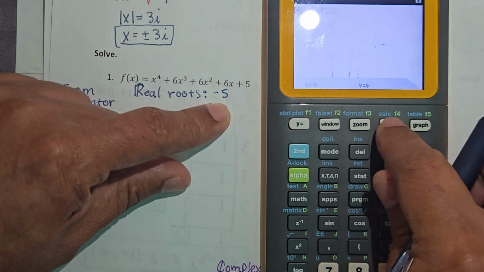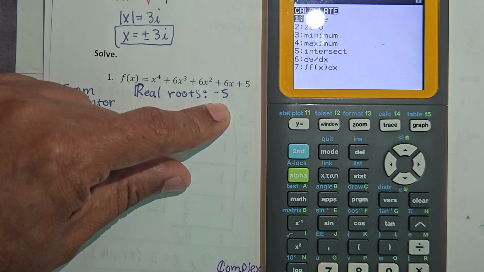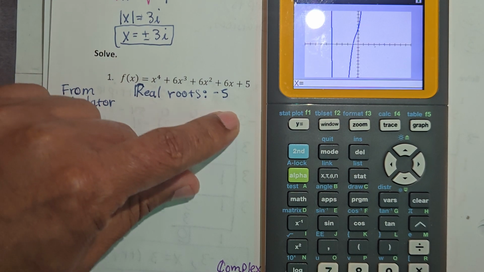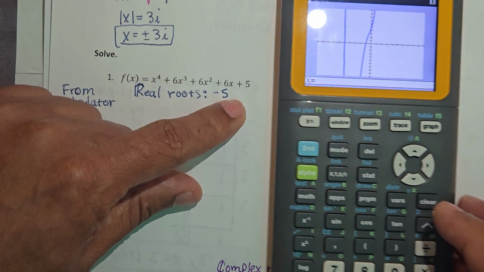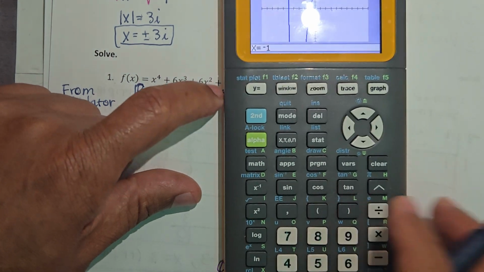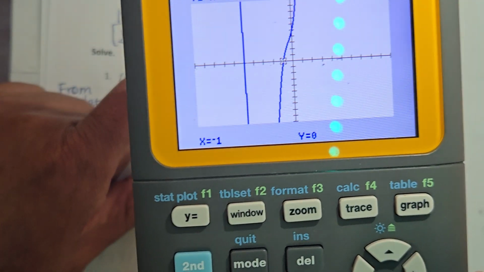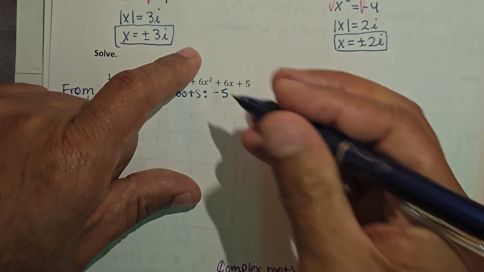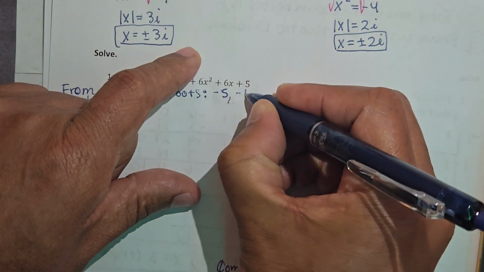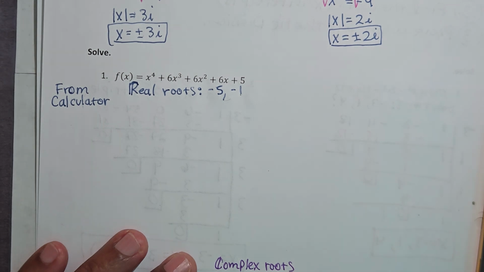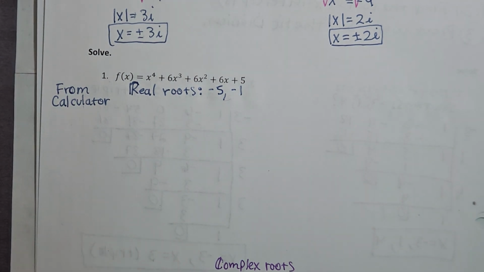Then I'm going to press second trace again, and value again. And now I'm going to test negative 1. If I get a 0 for y, that means that is correct, right? So I do get a 0. So then the other solution is negative 1. Once we have two solutions, from the previous lesson, we can use synthetic division.